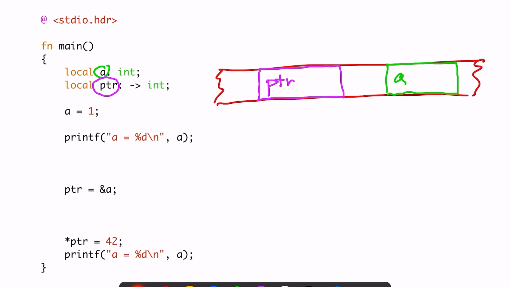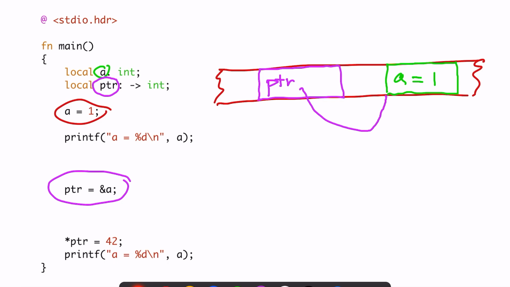Then we first assign 1 to variable a. So after that we have here a 1. Then we assign the address of a to ptr, which means that the address of a is stored in ptr. That means we can think of it as if ptr points to a. And then here we are not changing ptr, we are changing what is at the end of this purple arrow. That means we change something here. We change the value 1 into 42.